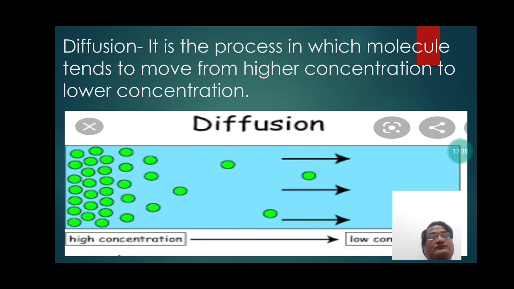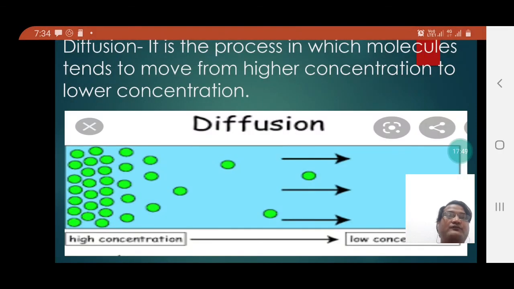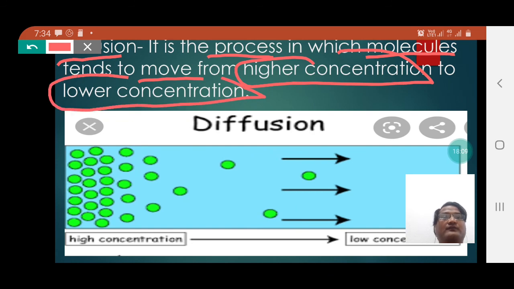Diffusion. It is the process in which molecules tend to move from higher concentration to lower concentration. So students, diffusion is actually the process in which molecules are moving from the higher concentration to the lower concentration.